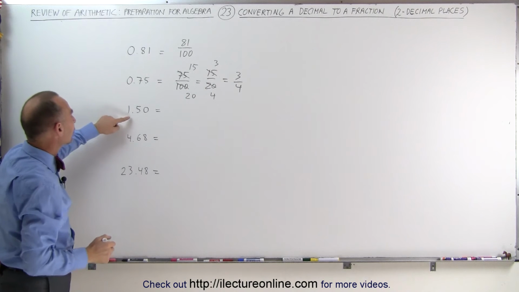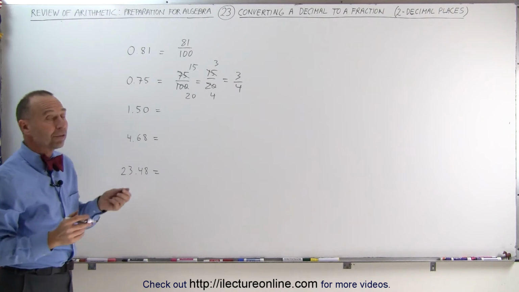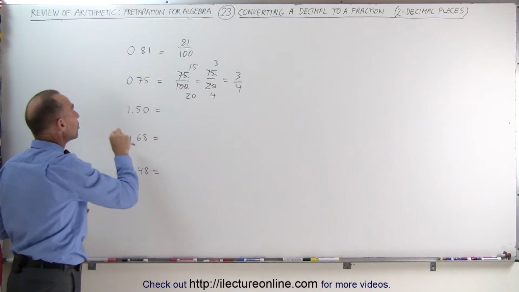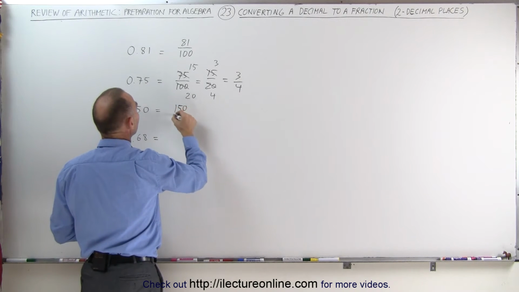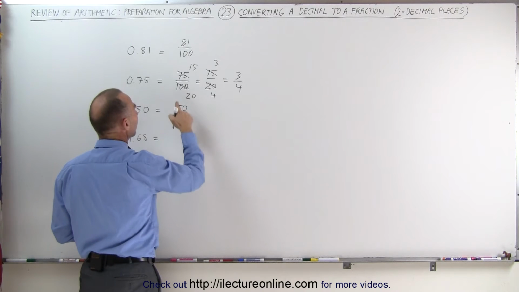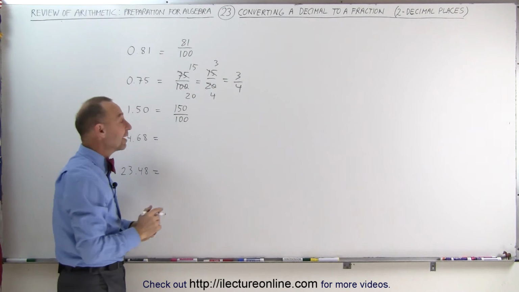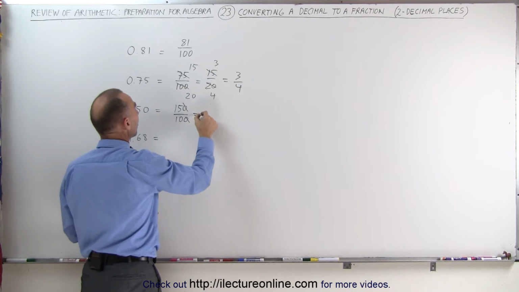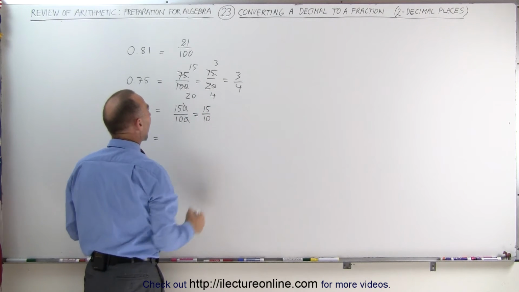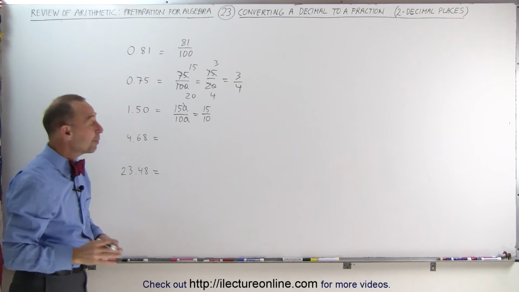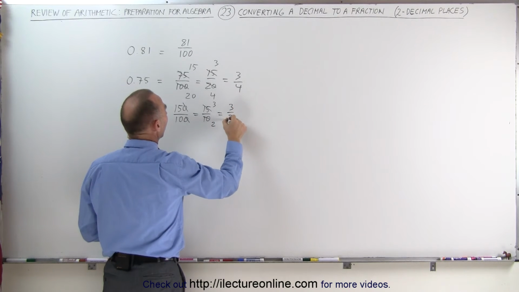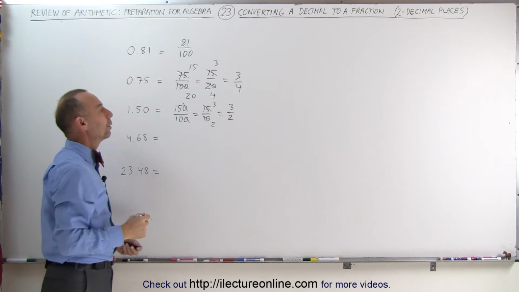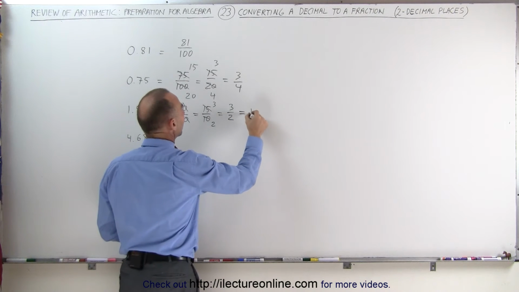What if we get a number like this, 1.50? No difference. If it's two decimal places, you remove the decimal and divide by 100. This becomes 150 divided by 100. Notice that both the numerator and the denominator can be divided by 10. This gives you 15 divided by 10 as an improper fraction. We can still simplify it. Both are divisible by 5. This becomes 3 and this becomes 2. So we can write this as 3 over 2, or we can write it as 1 1/2.